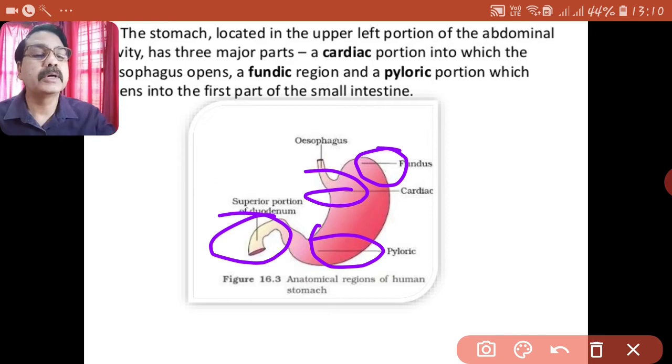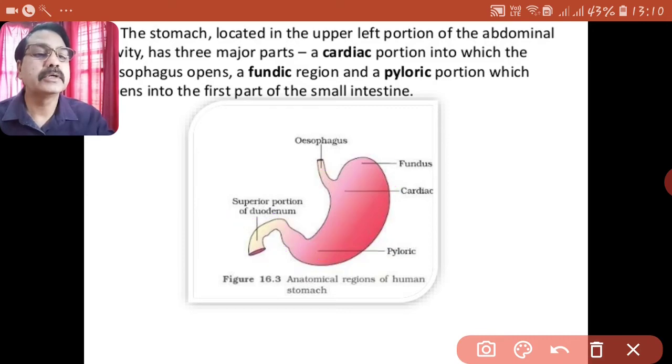So food coming into the stomach through the esophagus, and the gastroesophageal sphincter helps the food enter into the stomach, and then this food passes from the fundus, cardiac, and pyloric portions to the duodenum. Okay. So now in the next picture we can see much better.